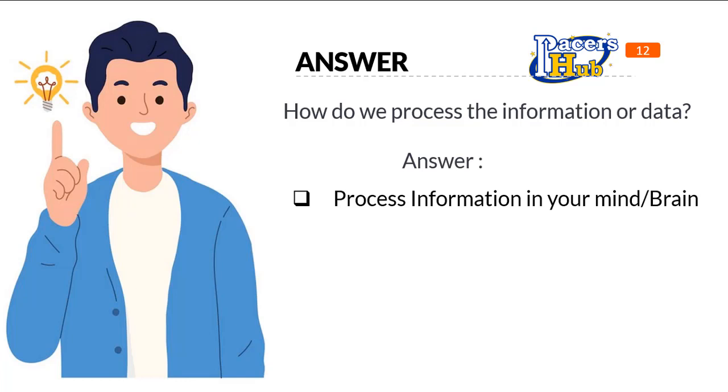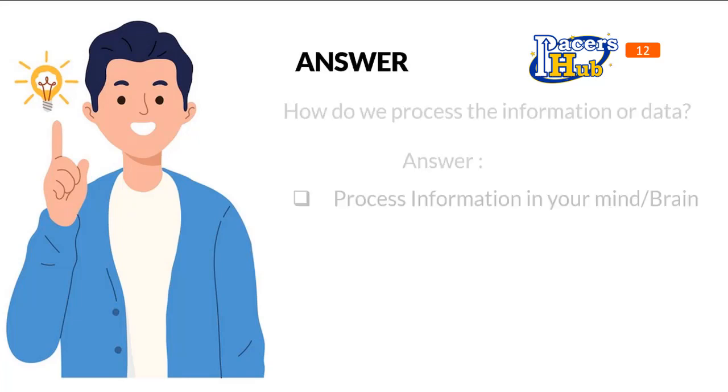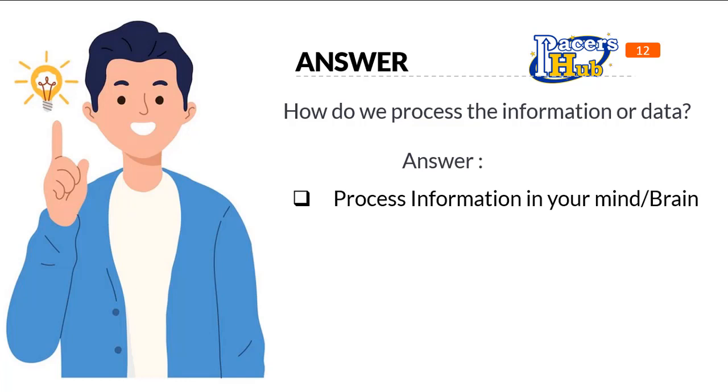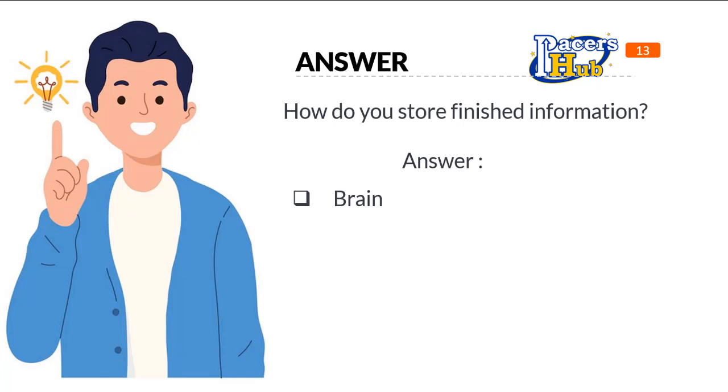We've been able to attempt all this, what data is all about, and how data relates to us. Data, like we know, is very, very important. When we see, when we hear, when we feel, when we touch, that is how we get information. And how do we process the information that we see, feel, and hear? We process it in our mind or our brain. So the finished process that we've done, we store in our brain.